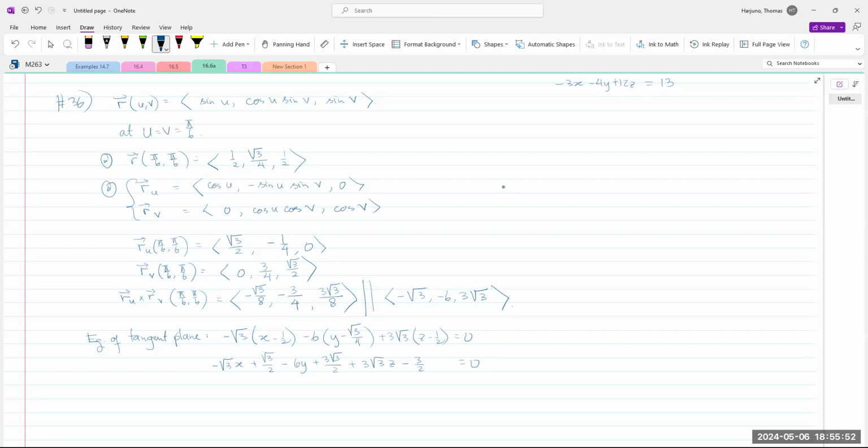Okay, and then from there we simplify, which I don't think is a nice simplification. And then what is that? Plus 2 radical 3 minus 3 halves equals 0. Okay, now that's the equation of the tangent plane at that point.